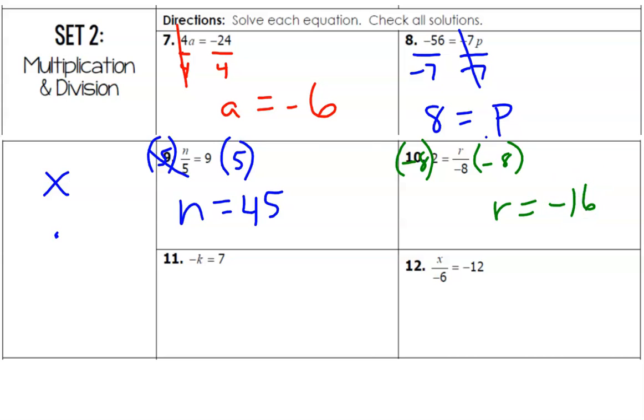Now, number 11 is a little bit tricky because there is no number on the same side as the variable k. But there is a negative sign. And if there's a negative sign and no number, no coefficient, technically it's that sneaky invisible 1. So I'm going to divide both sides by -1, and that's how I get my final answer.